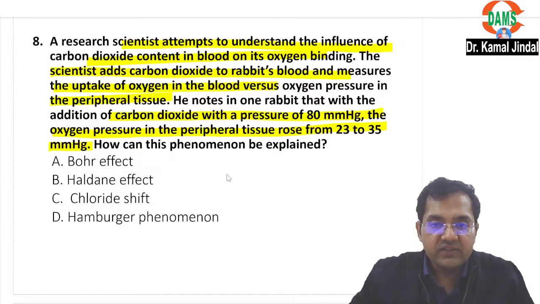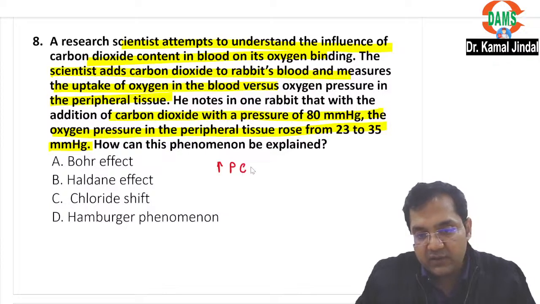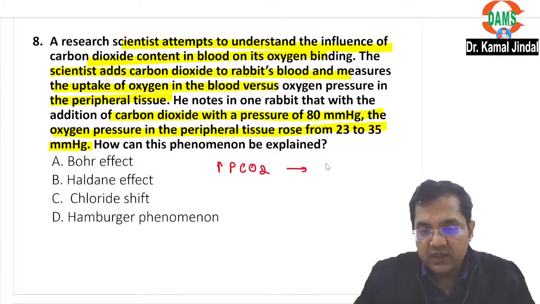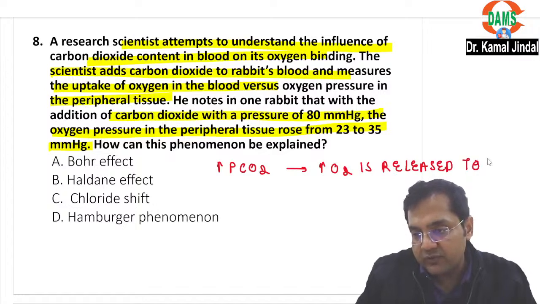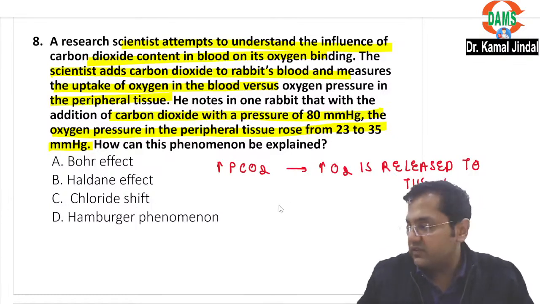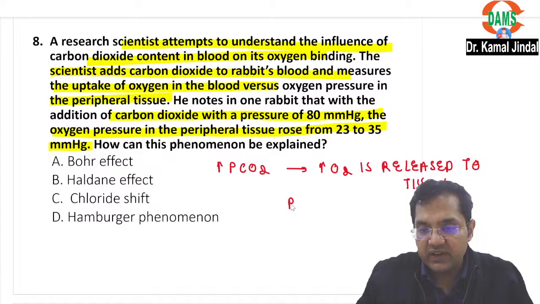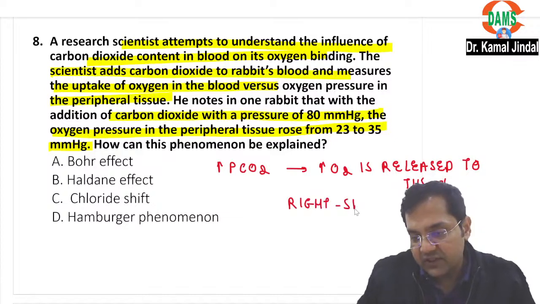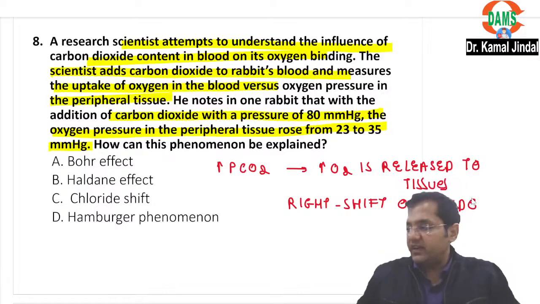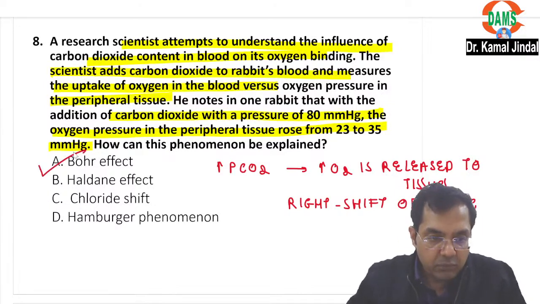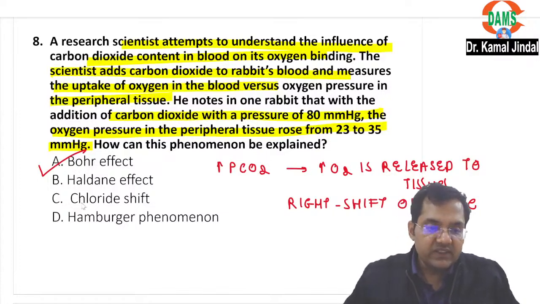So understand this, what we are saying is with increase in partial pressure of carbon dioxide, more oxygen is released to the tissues. Can you think about which effect out of the 4 options this is? With increase in PCO2, more oxygen is released to the tissues. This is a right shift of the oxygen hemoglobin dissociation curve, which is known as Bohr's effect. Chloride shift and Hamburger I will discuss later.